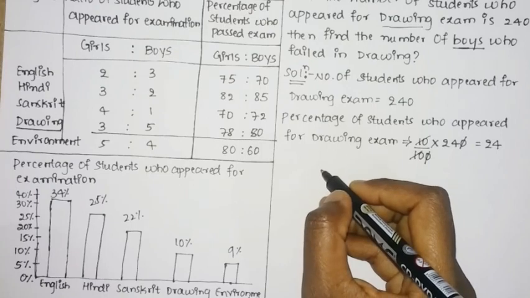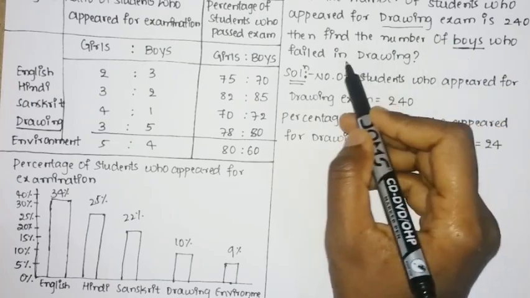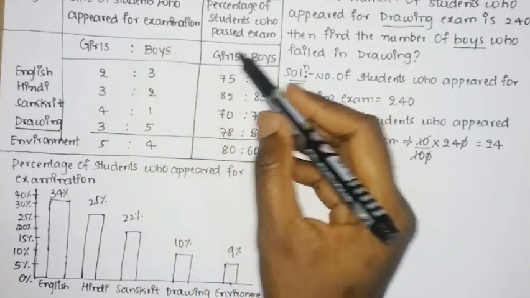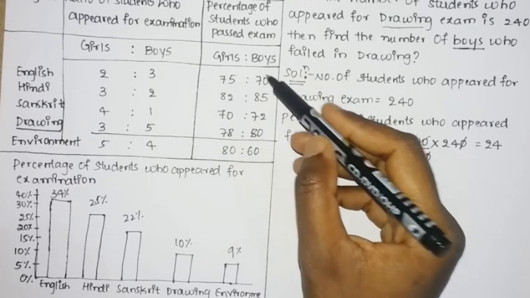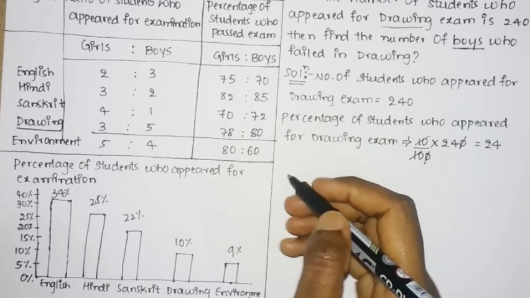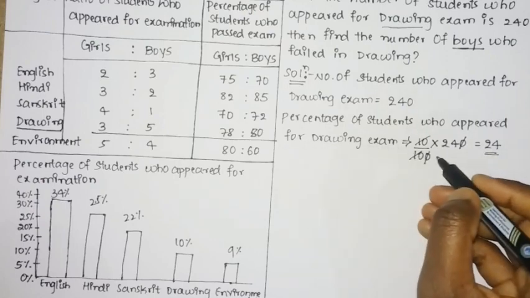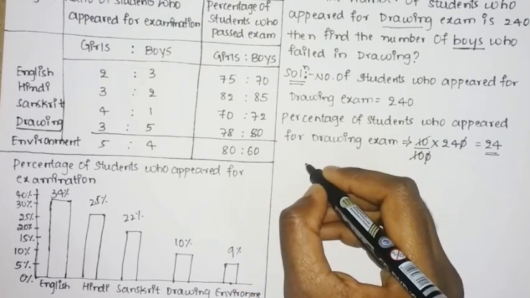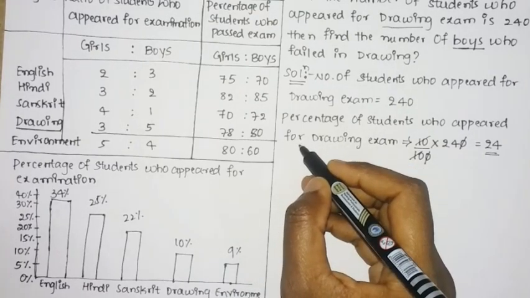Next we need to find the ratio of students. They have asked about the number of students who failed in drawing, so we need to concentrate on the boys. The ratio is 3:5, and in terms of boys it is 5. Here this is the percentage of students who passed the exam, for boys it is 80. Now this is 24, the number of students who appeared for the drawing exam, out of 240. Here we need to find the boys ratio.